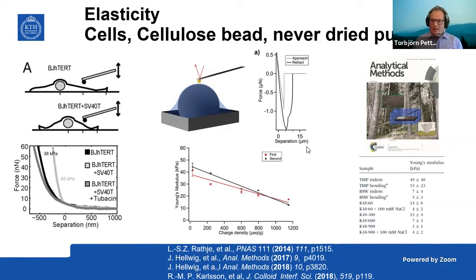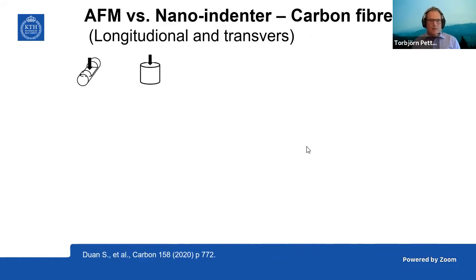Since in the previous slide, where we measured the flexibility, we could get some elasticity from the bending of this pulp fiber, we also wanted to do indentation into the pulp fiber in never dried state. So we measured elasticity by indentation of different types of pulp and could do it on never dried pulp. We have also used this type of indentation to measure on carbon fiber.